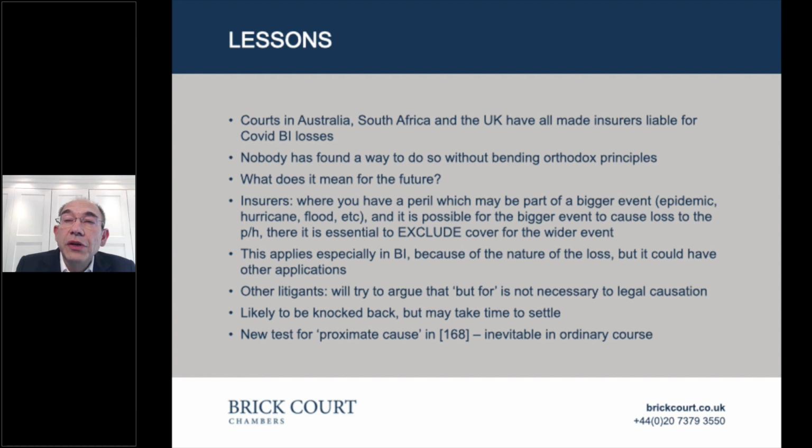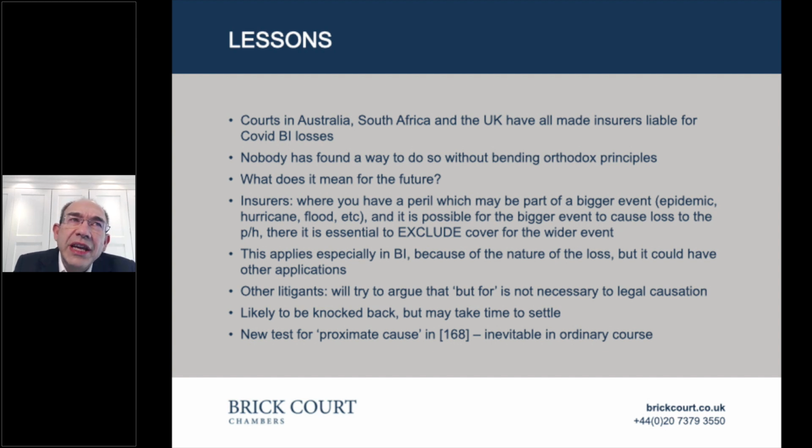What does all that mean for the future? Well, it probably means that for insurers, if you have a peril which might turn out to be part of a bigger event, and it's possible that that bigger event may cause loss to the policyholder, then if you don't want to be caught in this kind of situation, it's necessary to exclude in terms cover for the wider event.